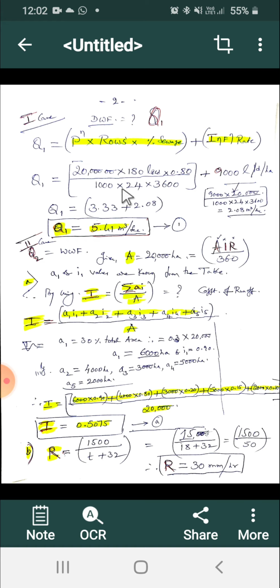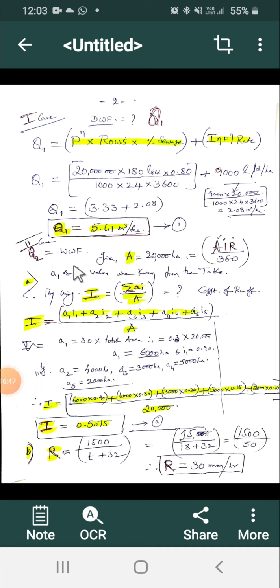Next, substitute all the values in this equation. What we will get? That is Q1. That is 3.33 you got. 3.33 metric cube per second. This is actually the first equation. Now infiltration rate also you have to calculate. You will get 2.08. You add this plus this, you will get 5.41 metric cube per second.